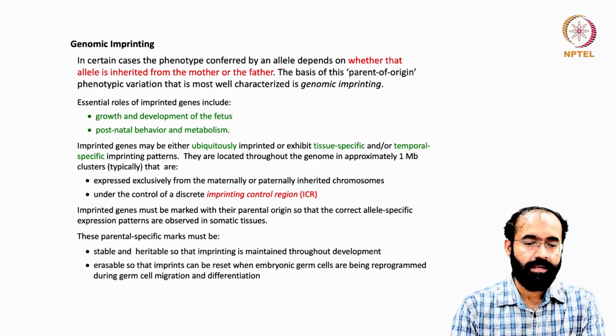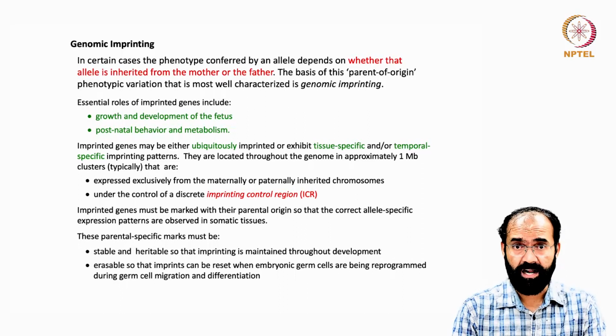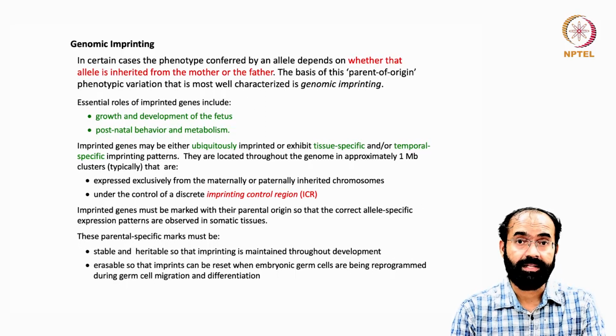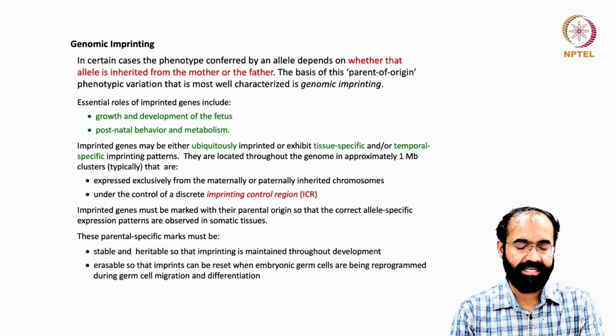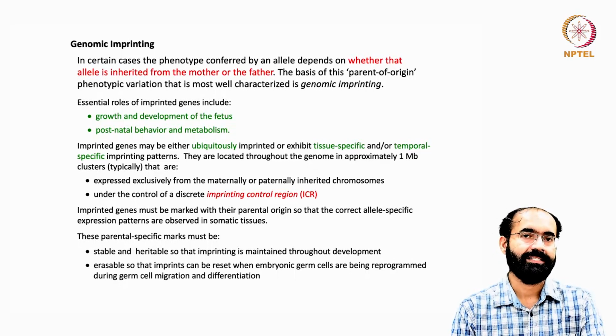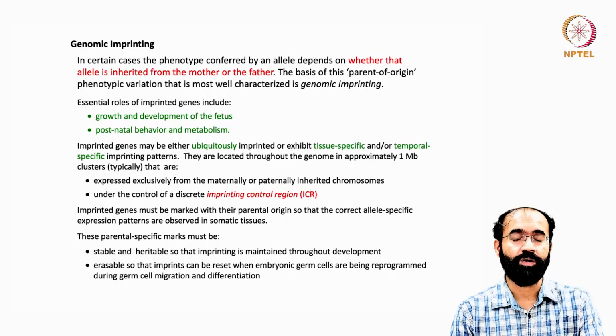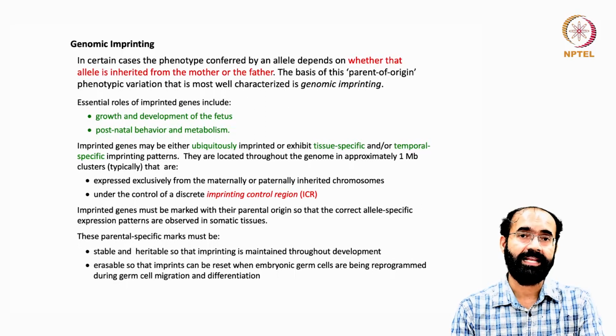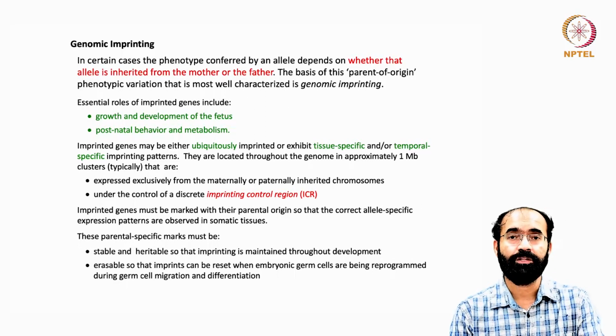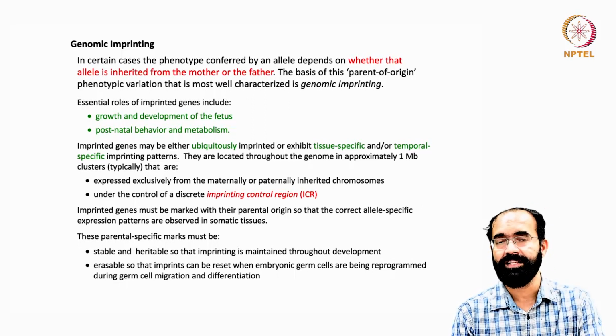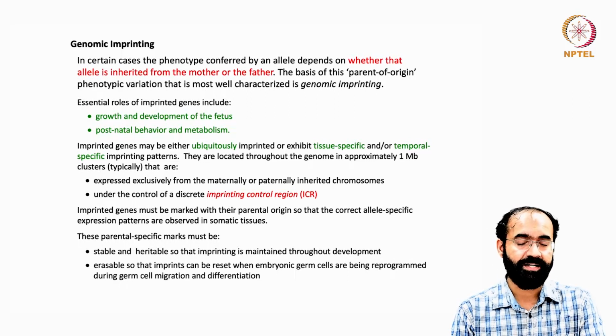So these parental-specific marks must be stable and heritable, so that the imprinting is maintained throughout development. Just like you saw with X chromosome inactivation, it's a good example of imprinting. Once an X chromosome is inactive, it has to be maintained in all the cells originating from that particular cell. So cell A gave rise to 2 daughter cells, and those daughter cells gave rise to further daughter cells. They should follow the same pattern if it is an imprinted gene.